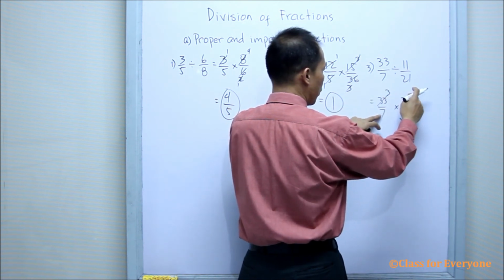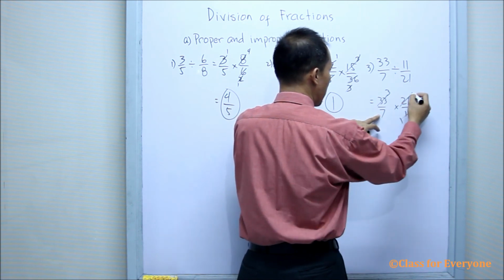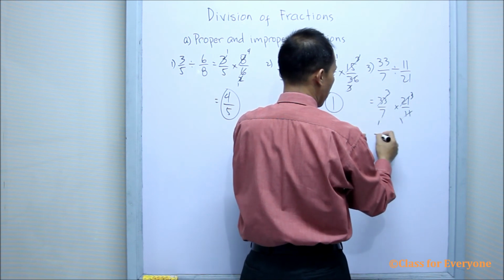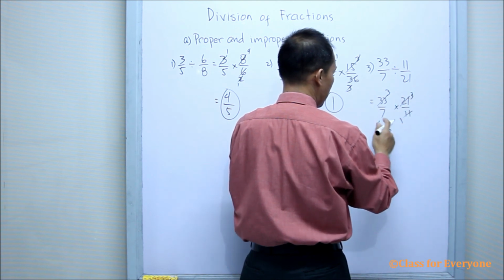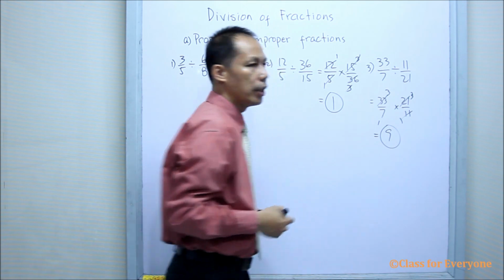There is a common factor of 7. 21 divided by 7 is 3. And 7 divided by 7 is 1. So, numerator, 3 times 3 is 9. Denominator, 1 times 1. So, the final answer is 9.